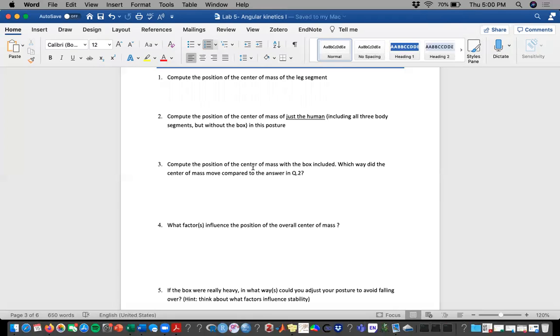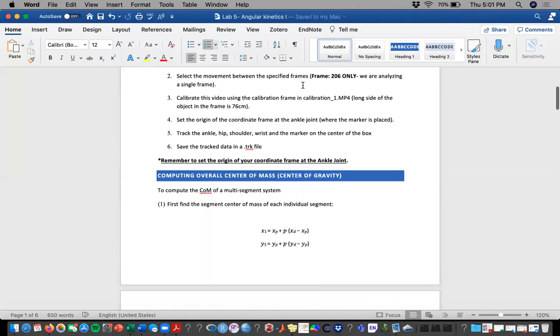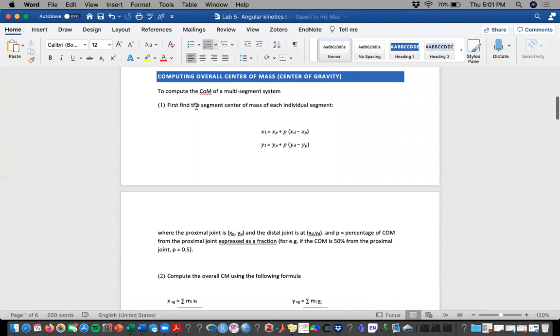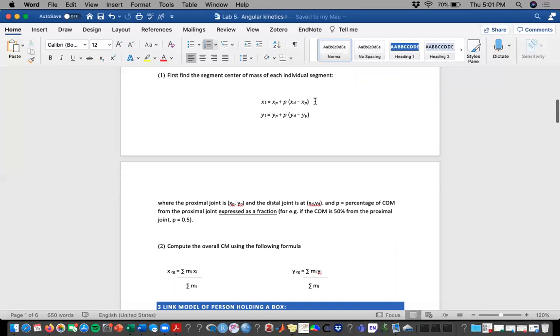We are asked to compute the leg segment center of mass. So we're going to have to use those segment center of mass equations that you used on the practice problem in Angular Kinetics for computing center of mass. But they're also listed in your lab document if you scroll up, computing overall center of mass. So again, the steps are for question 1, and then as it relates into question 2, computing the individual segment center of masses. So this is the equation that we're going to use for the x coordinate and then for the y coordinate here.